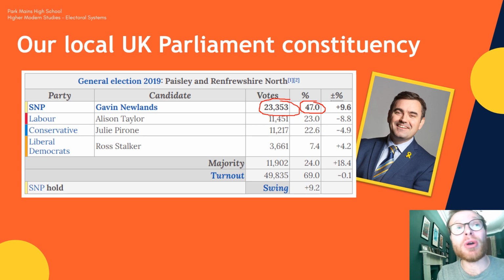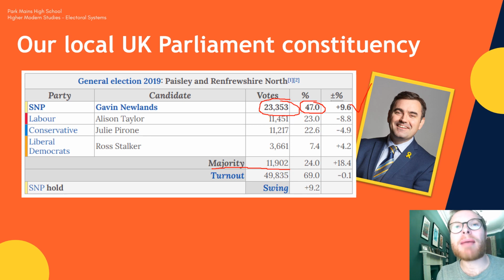Okay, now that's more than Alison Taylor from Labour got. She got 11,451 votes. Julie Perrone got 11,217 votes. Ross Stocker got 3,661 votes. So Gavin Newlands got quite a lot more, to be fair, than all the other candidates. He gets elected as the Member of Parliament. Okay, his majority is 11,902. What that means is 11,902 votes more than the next candidate. Okay, so if you take away Alison Taylor's 11,451 from Gavin Newlands, you get the majority, 11,902.